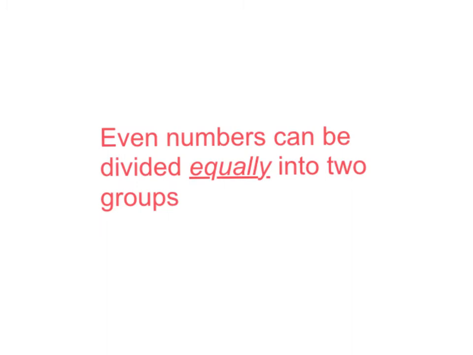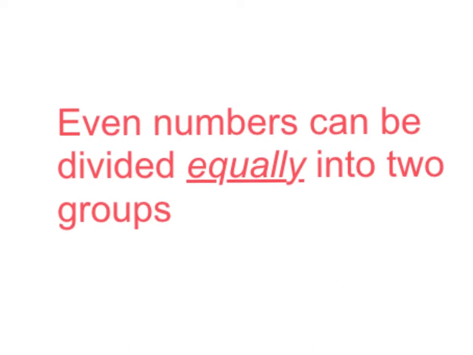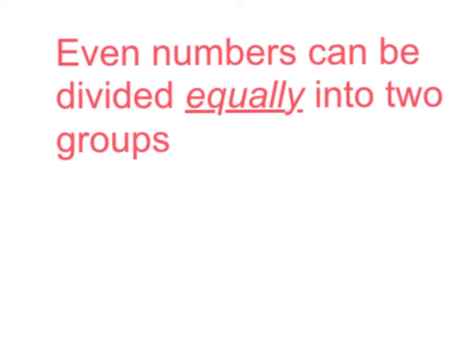So when we look at even numbers, this is how they work. Even numbers can be divided equally, there's that word again, equally, into two groups. So even numbers can be shared equally into two groups so that they have the exact same amount in each group.